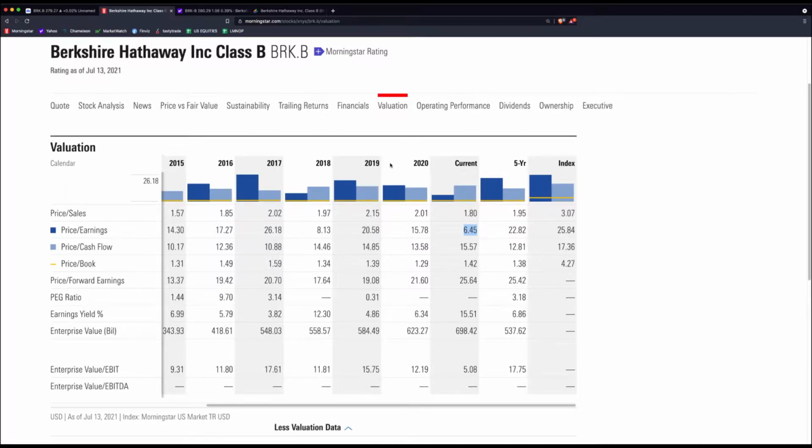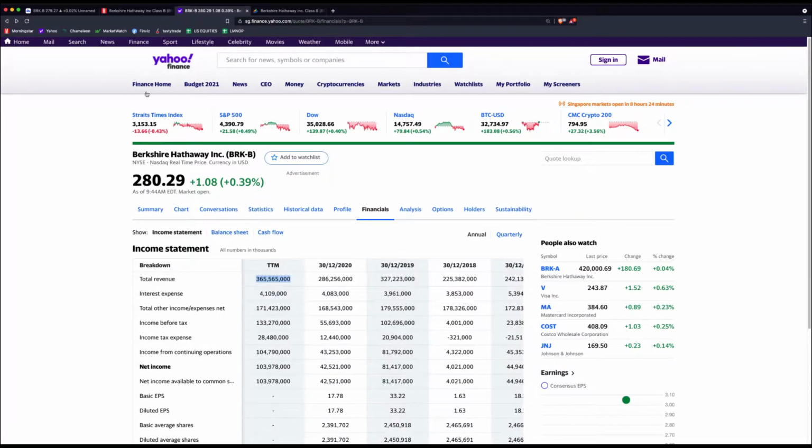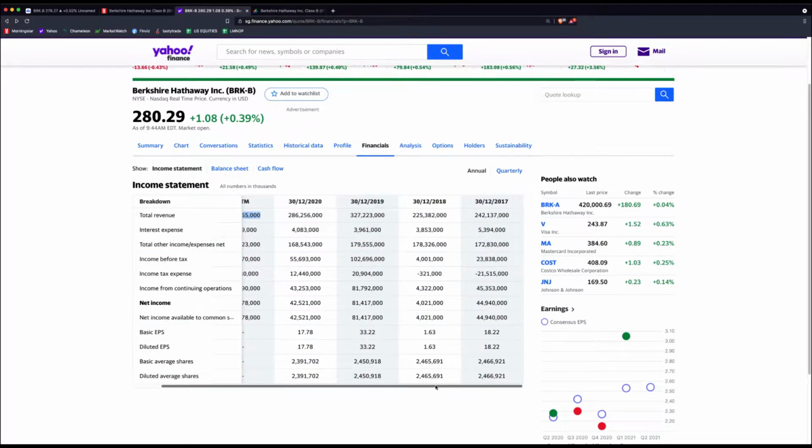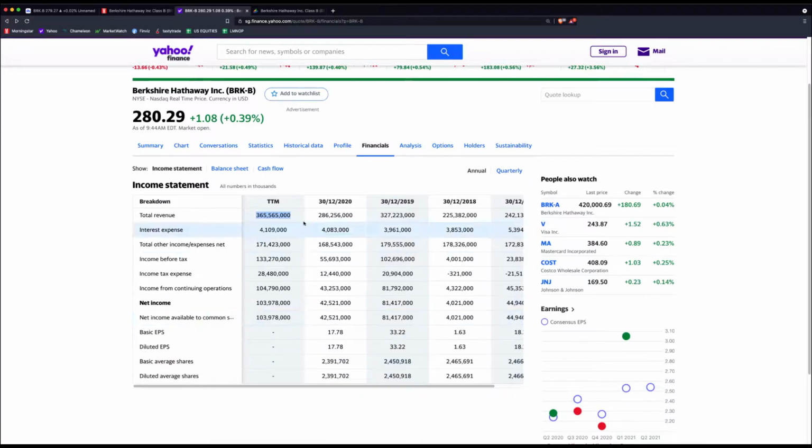Okay, with regards to financials, I'm going to go over to another free site called Yahoo Finance. On Yahoo Finance, under this tab financials, you can see a little bit more information, but I think the key thing is we can see the TTM, which stands for trailing 12 months. So essentially it is the numbers from July of 2020 to June of 2021.